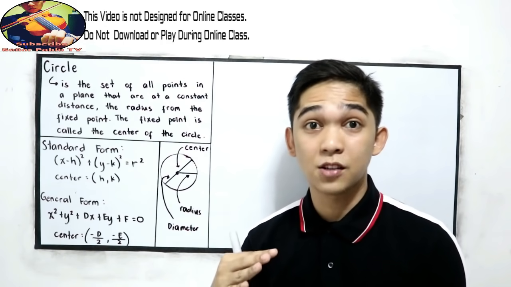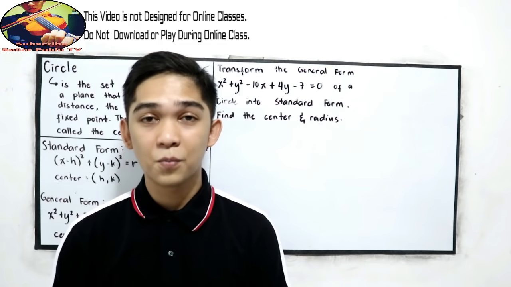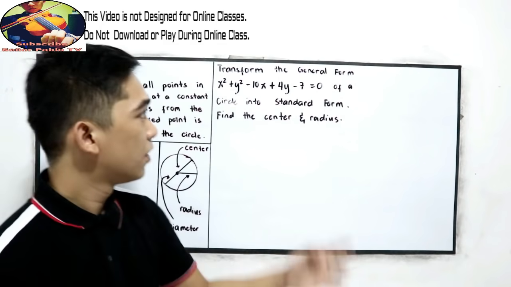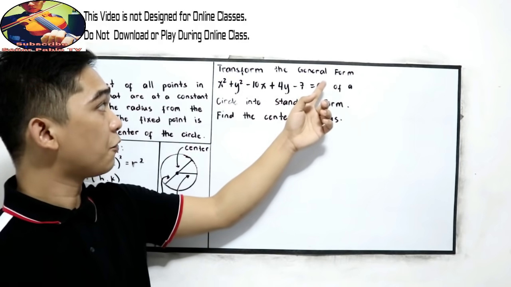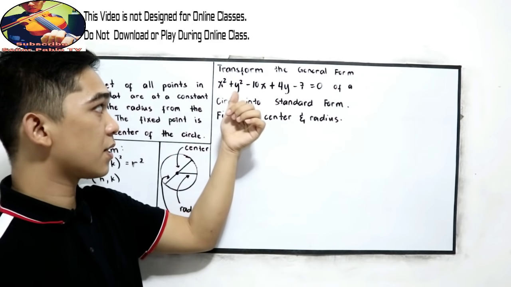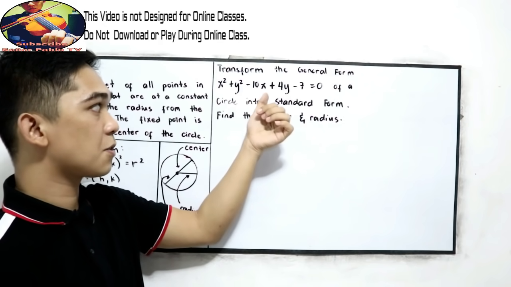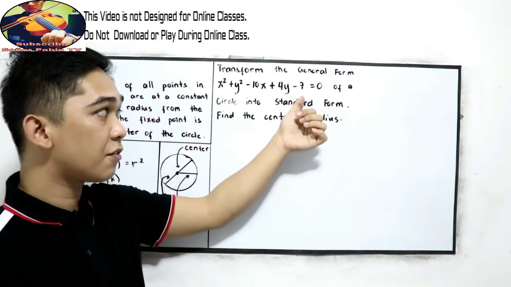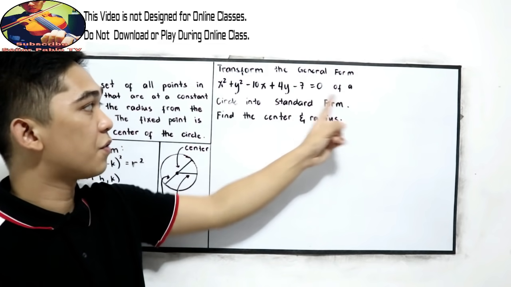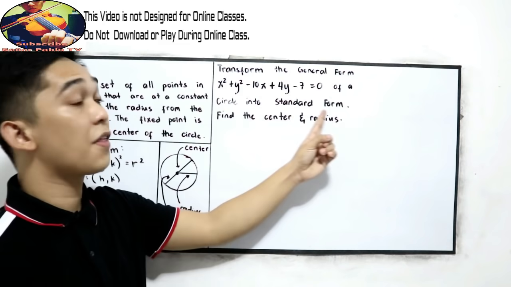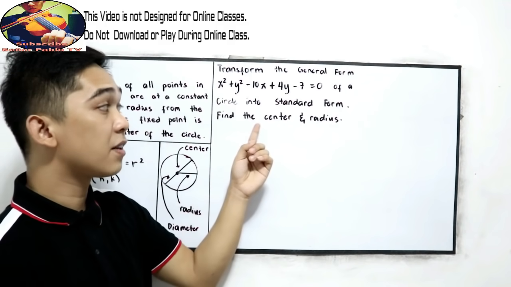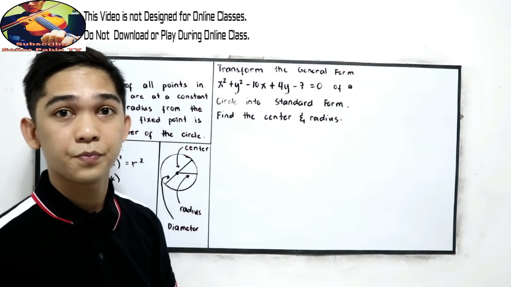Let's have the following examples. And now let's have this example. Transform the general form x squared plus y squared minus 10x plus 4y minus 7 is equal to 0 of a circle into standard form. Find the center and radius.